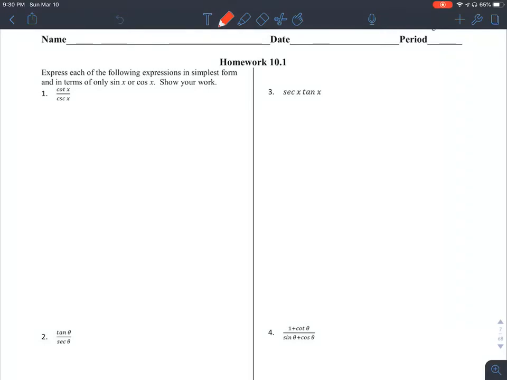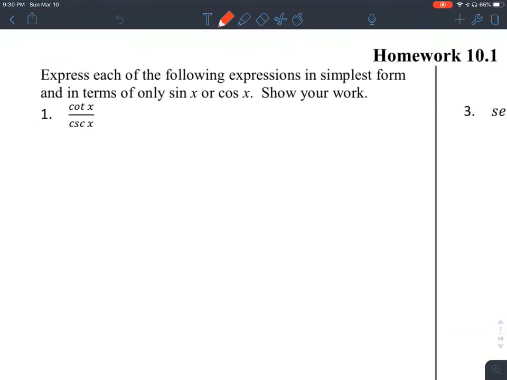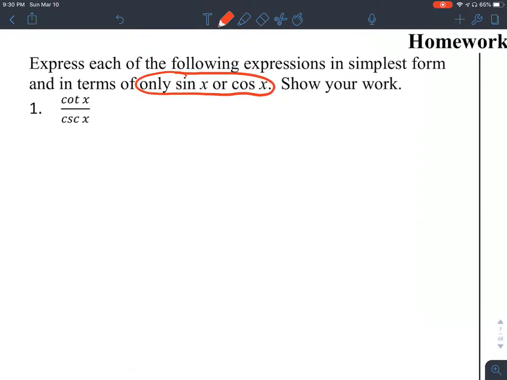All right, we got homework 10.1. We are to express each of the following in simplest form in terms of only sine and cosine. So that means the only trig functions that can be in our answer have to be sine and cosine. There are lots of correct ways to do these problems, so this is not the only way.